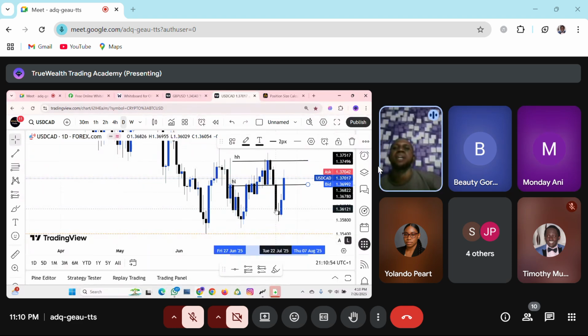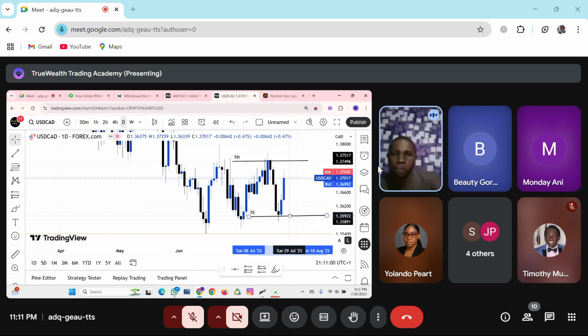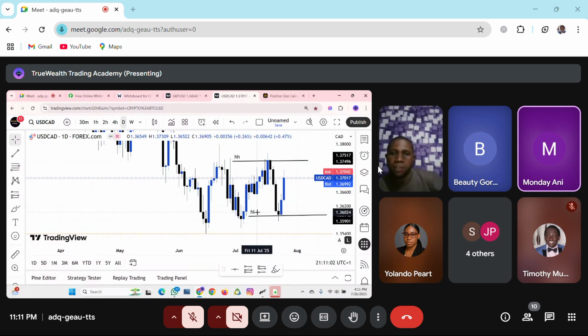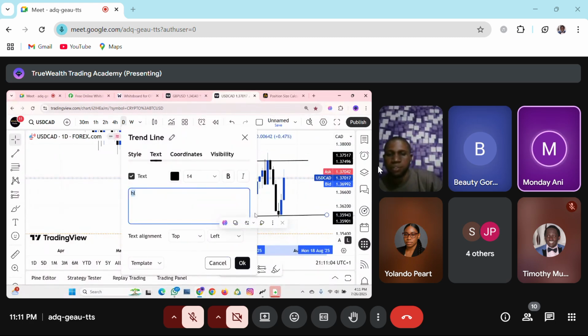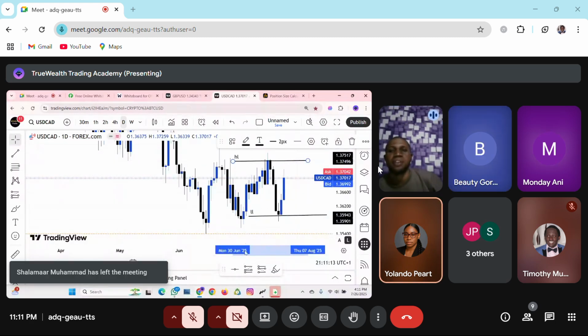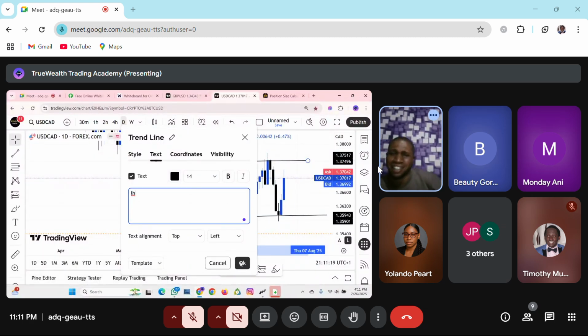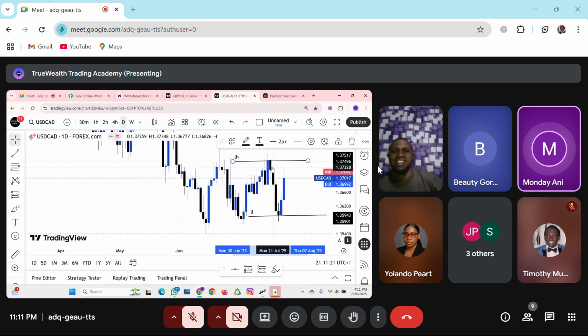Boom! It broke down. Are you seeing? Lower low. So this becomes lower low. This becomes lower high. Oh, sorry, lower high. Thank you. Is it lower high? Yes, lower high.